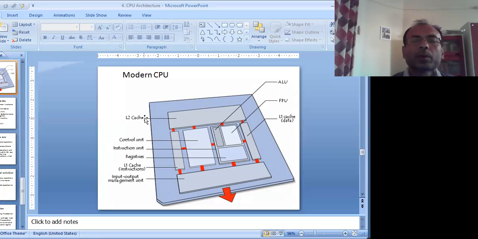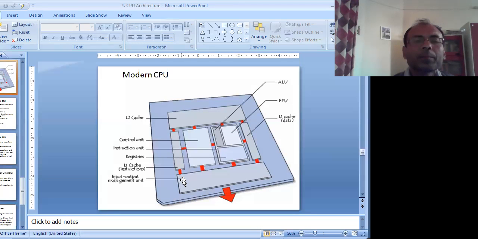So generally used for the instruction. Sorry, L2 cache memory. And this L1 cache memory for data and L1 cache memory for instruction. These two outer blocks, they are the L1 cache memory. L1 cache memory is supposed to be faster than the L2 cache. It is nearer to the CPU than the L2 cache memory.